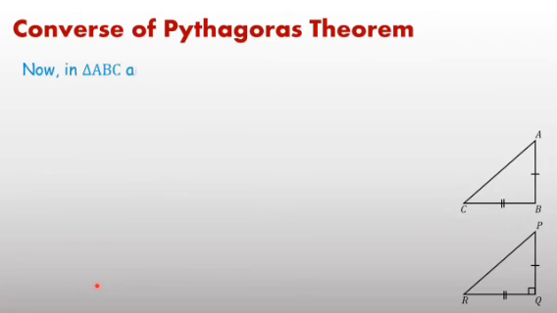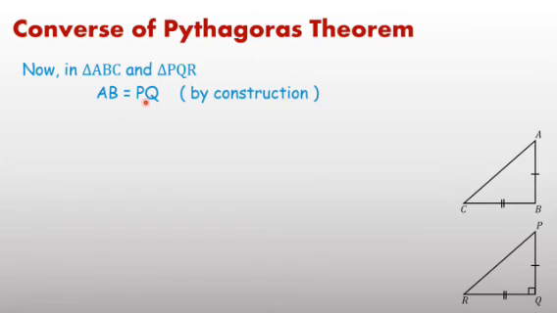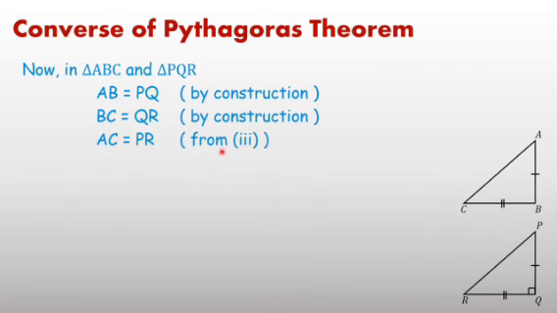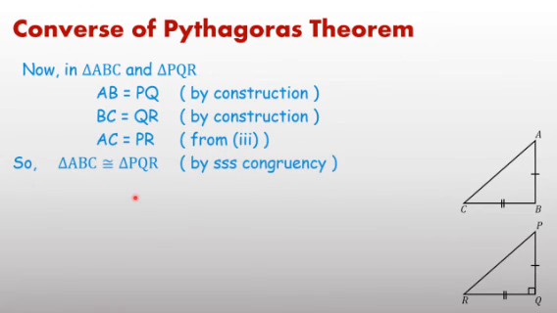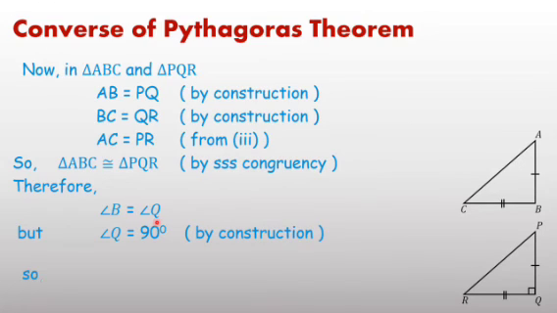Now next step, take triangles ABC and PQR. AB equals PQ by construction, BC equals QR again by construction, AC equals PR from equation third. We have proved it. Therefore, both triangles are congruent to each other by SSS congruency. And if both triangles are congruent, then by CPCT, angle B equals angle Q. Since angle Q is given as 90 degrees by construction, therefore angle B equals 90 degrees. It is known as the converse of Pythagoras theorem.